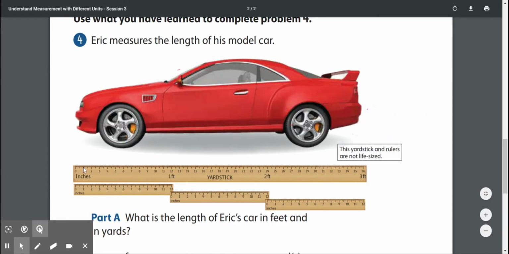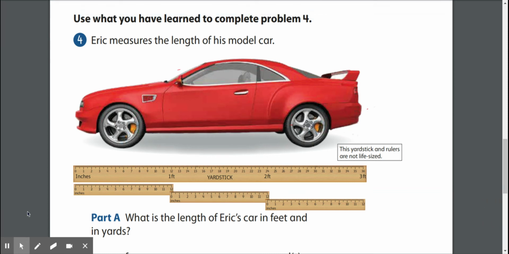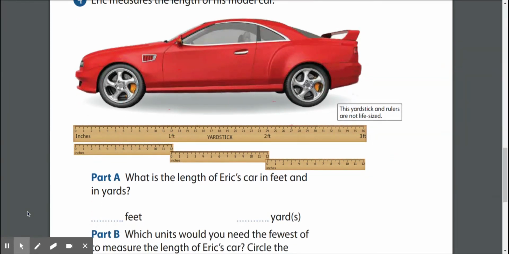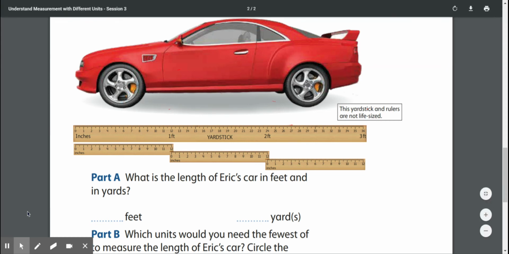All right, last but not least, number 4. Eric measures the length of his model car. Well, let's see. Oh, here's a yardstick. We were talking about the yardstick before. A yardstick is 3 feet. So here's 1 ruler, 2 rulers, 3 rulers. And we know each ruler is equal to 1 foot. So we have 1 foot, 2 feet, 3 feet.